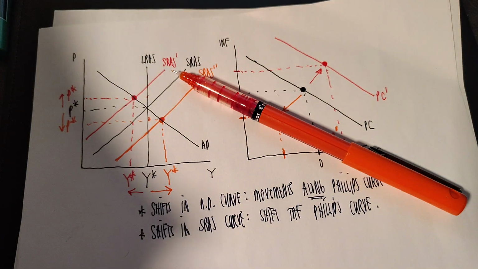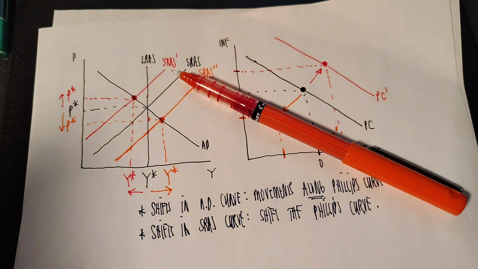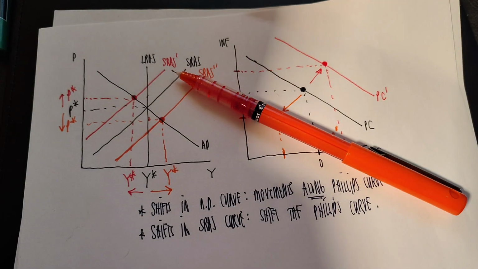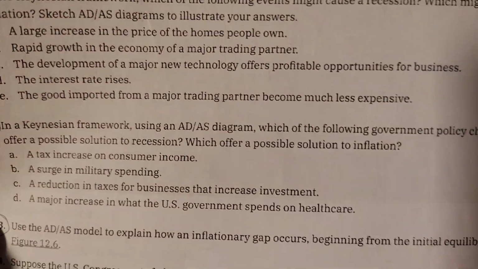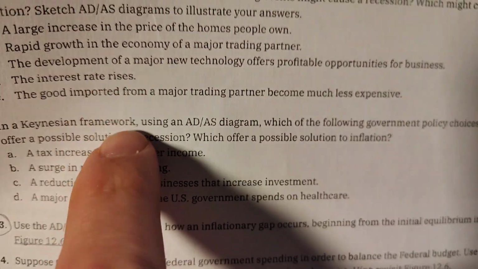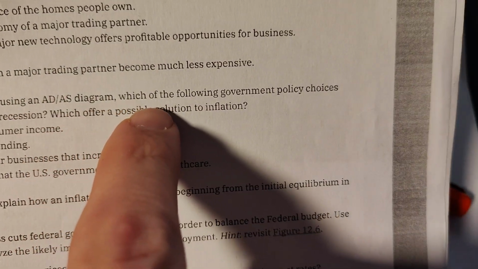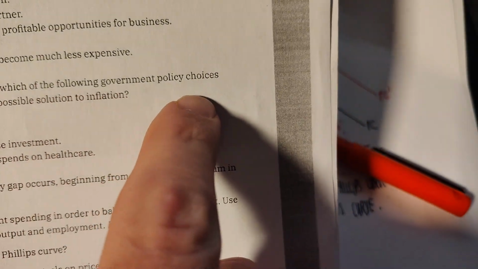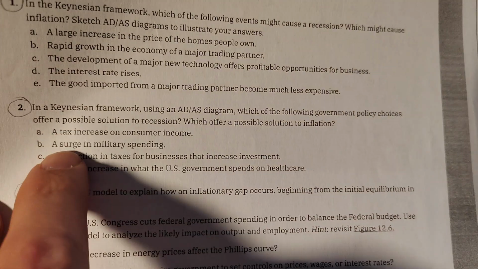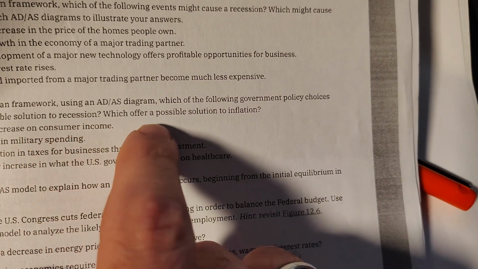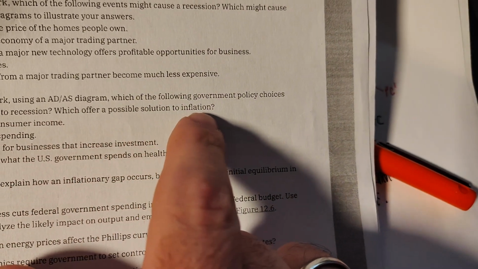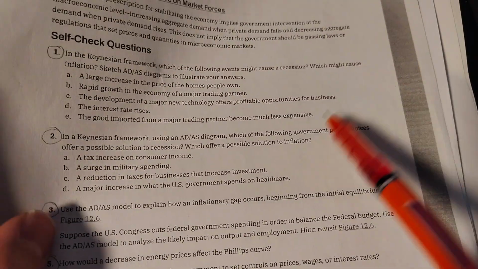We can do one quick example of fiscal policy here. So here we can look at this other one that I circled. In a Keynesian framework using an aggregate demand aggregate supply diagram, which of the following government policy choices offer a possible solution to a recession? Which offer a possible solution to inflation? All right.